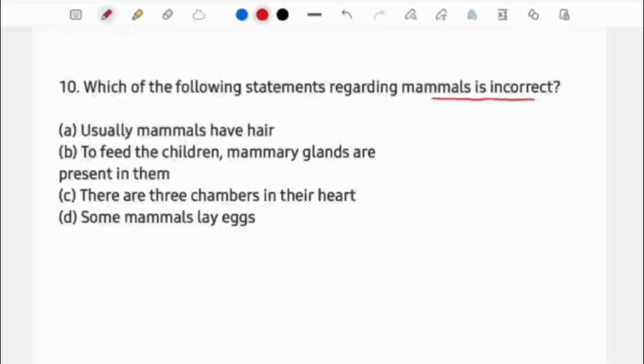Usually mammals have hair, this is true. To feed their children they have mammary glands present in them, true. There are three chambers in their heart, this is false, because instead of three, they are mostly four chambered. ठीक. Some mammals lay eggs, yes, they are egg laying mammals or oviparous. This is true. Therefore, option C is the correct option, because we had to find the incorrect one.